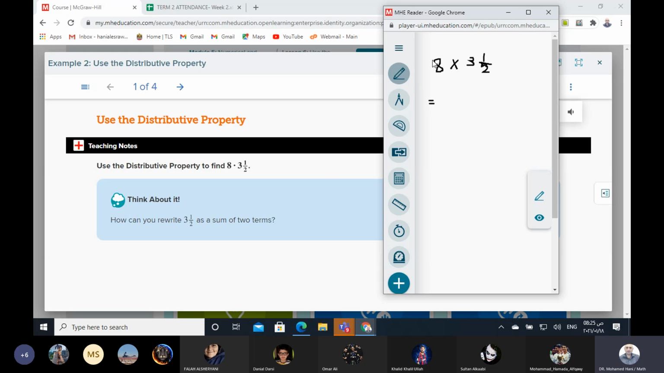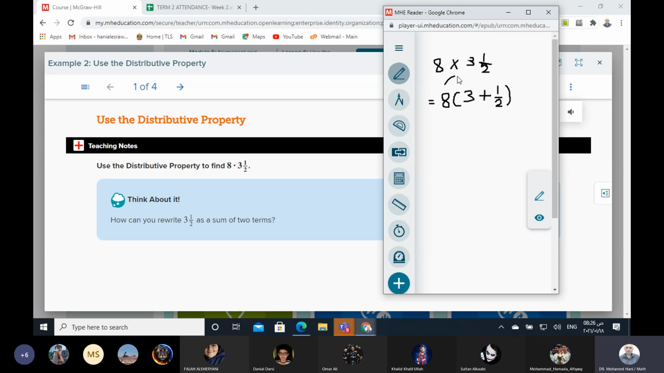Listen to me, please. Here we have 8, then times means open parenthesis here. 3.5 means 3 plus 1 over 2. This is the meaning of this question. How can you rewrite 3.5? 3.5 equals what? 3 plus half. Now how to use the distributive property in this case?